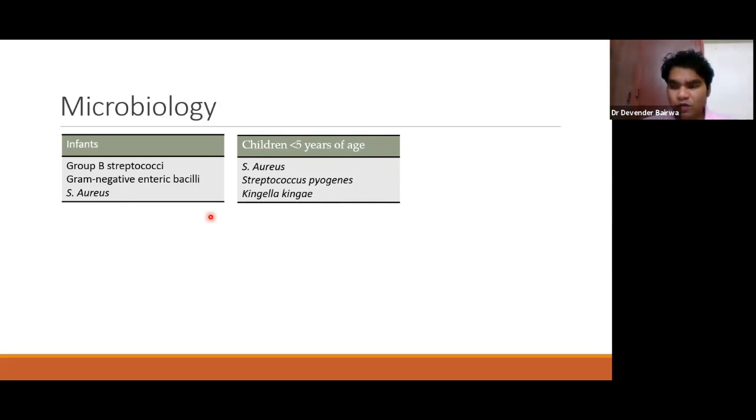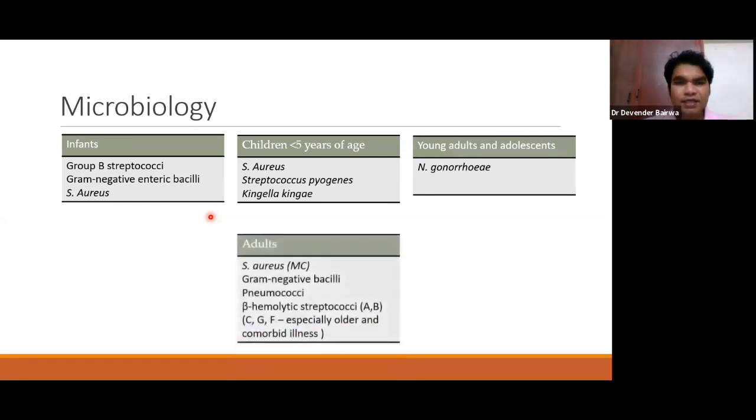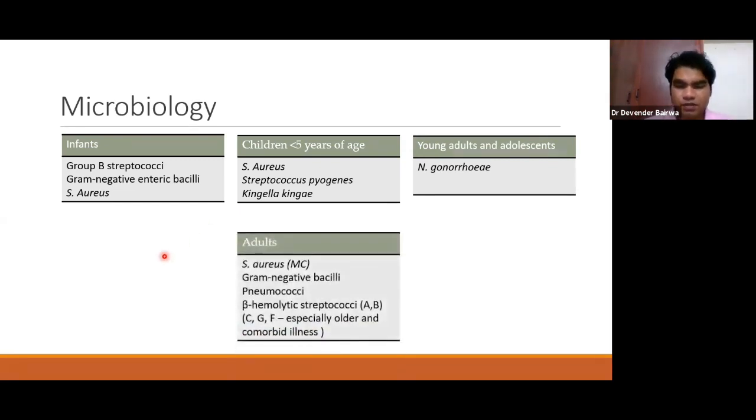Earlier, when there was no vaccination for Hib, Haemophilus influenzae B was also a common cause. But now, after vaccination, it has reduced. Coming to young adolescents and young adults, the most common cause of septic arthritis is gonorrhea, leading to gonococcal arthritis because of sexual activities. Then, in adults, the most common cause is Staph aureus, followed by gram-negative bacilli.